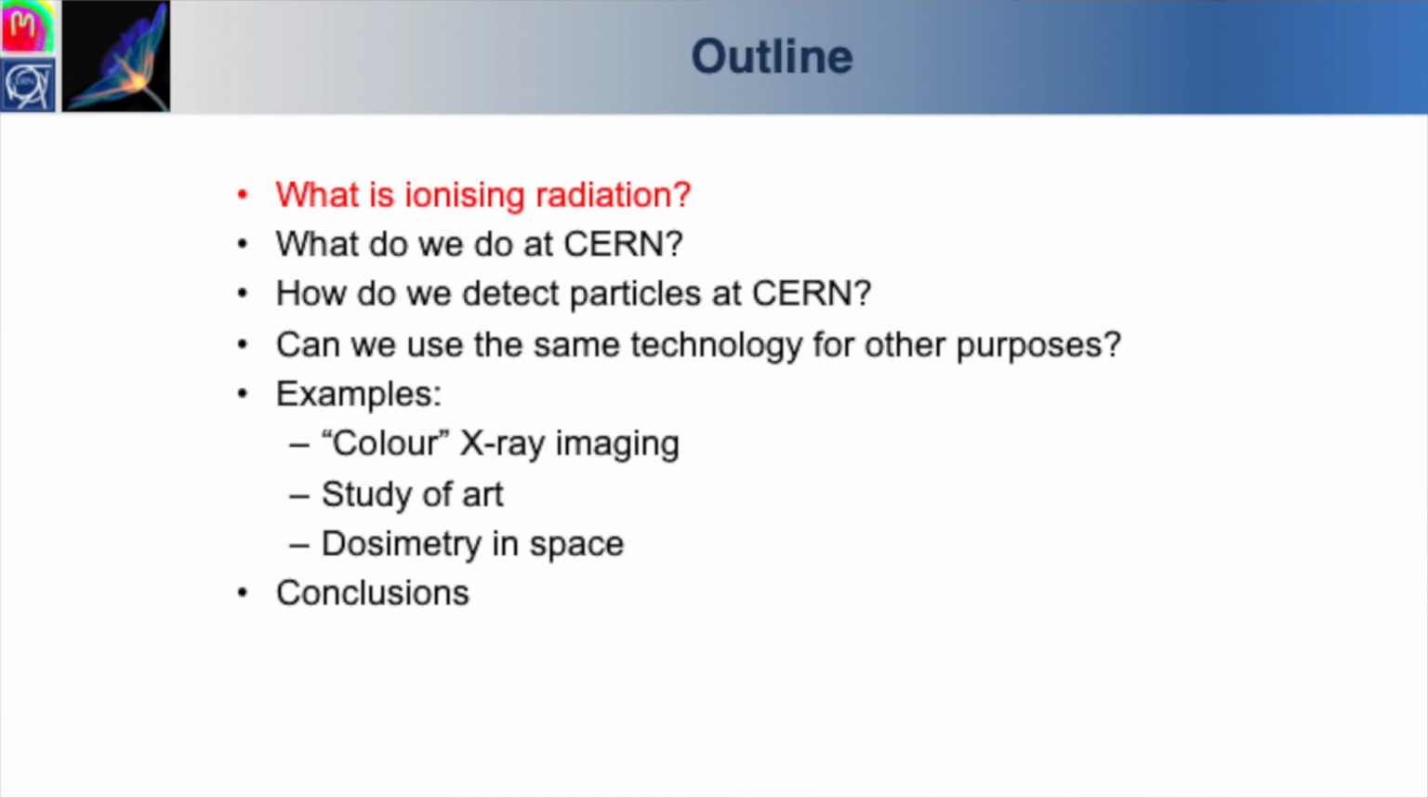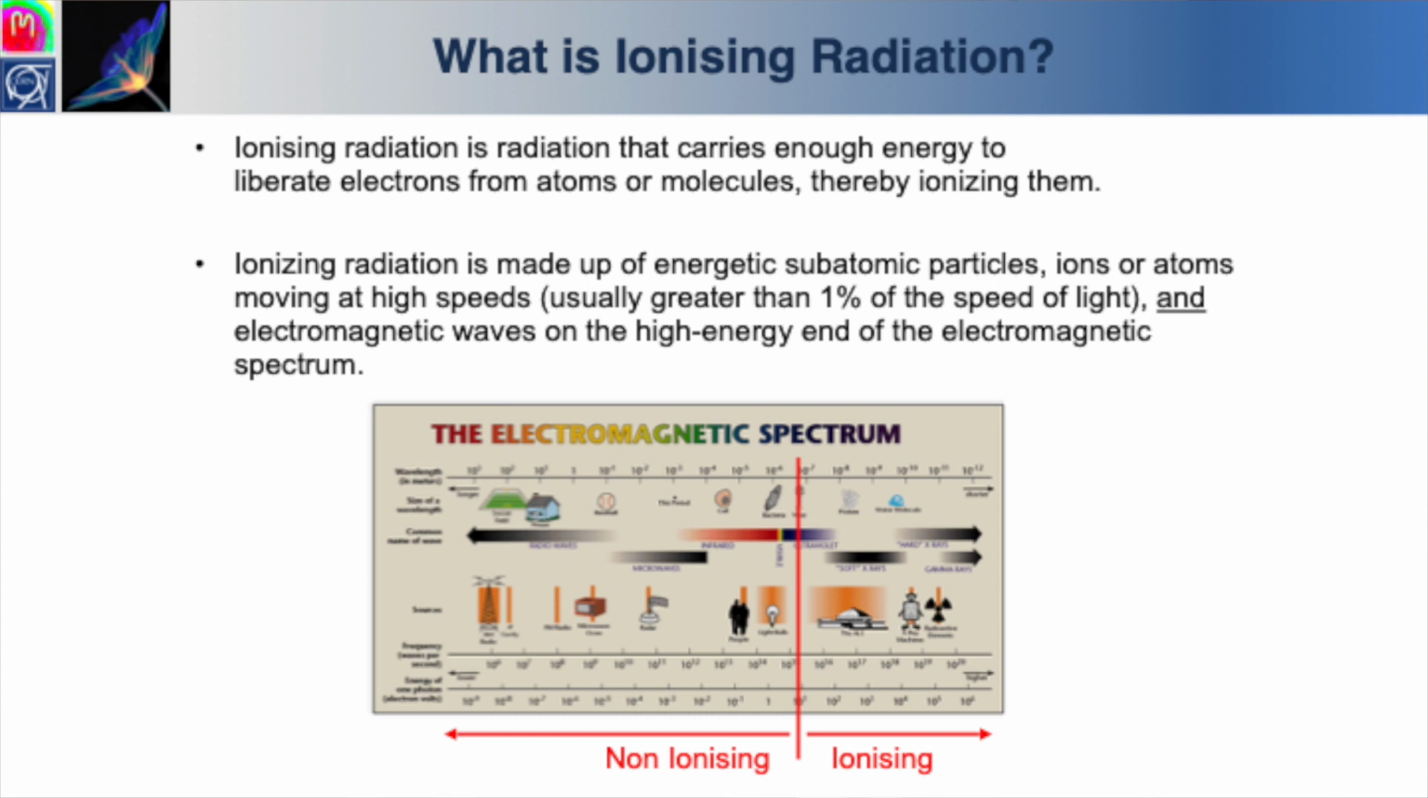So what's ionizing radiation? Well, ionizing radiation is something which has enough energy, so a particle having enough energy to liberate electrons or atoms or molecules, thereby ionizing them, so you have basically charge deposited inside some kind of medium. And it's made up either of energetic subatomic particles, so those particles which move very quickly like ions or atoms, moving close to the speed of light, or it can be made up of electromagnetic waves, so the photons which are high up in the electromagnetic spectrum.